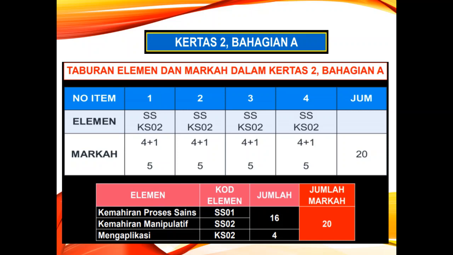So there are 4 items, or 4 questions, for Section A, and the allocated marks for each item is 5 marks. They are tested on 3 elements: the first one, science process skill; number 2, manipulative skill; and number 3, application. For each item, 1 mark is allocated to test the application, that is the soalan mengaplikasi. The total marks for Section A is 20 marks.